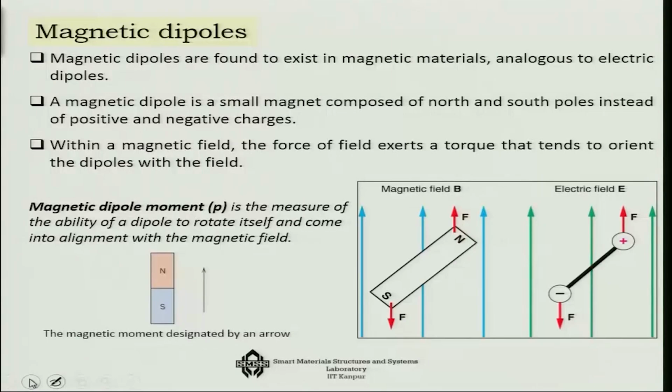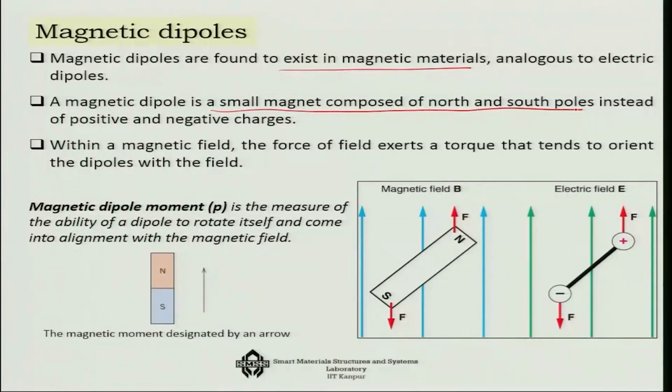Now similar to our electric dipoles, there are magnetic dipoles. In this case it is not a positive or a negative charge, but the north and the south pole. So magnetic dipoles are found to exist in magnetic materials, very much analogous to electric dipoles. You can almost think of a magnetic dipole like a miniature magnet which is composed of north and south poles instead of positive and negative charges.